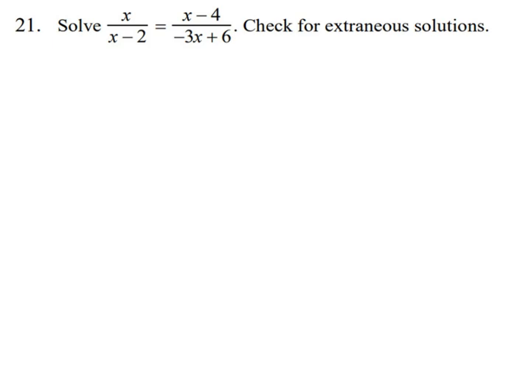I know it's a big word, right? Extraneous. What a trip. You would think that in mathematics they wouldn't use a lot of big words, right? But no.